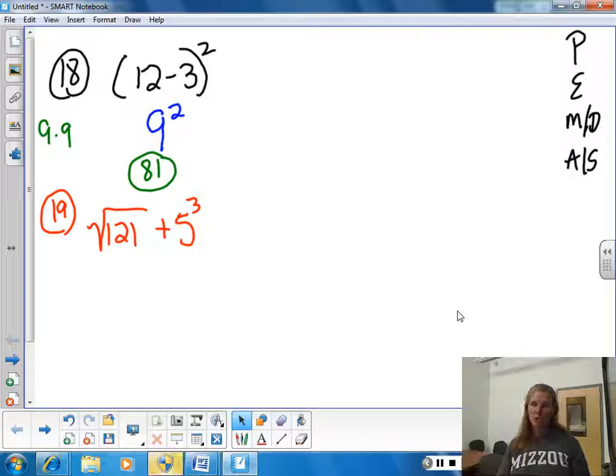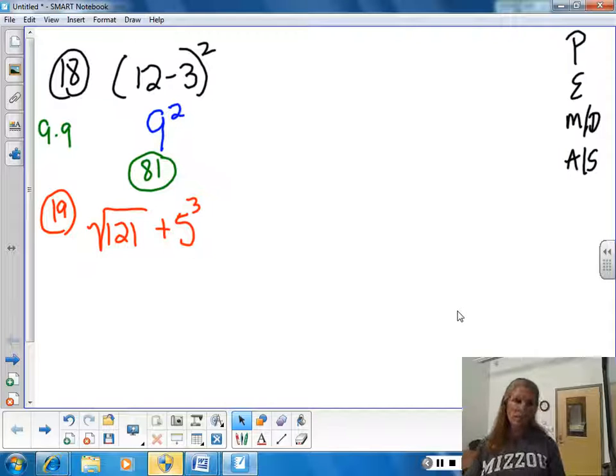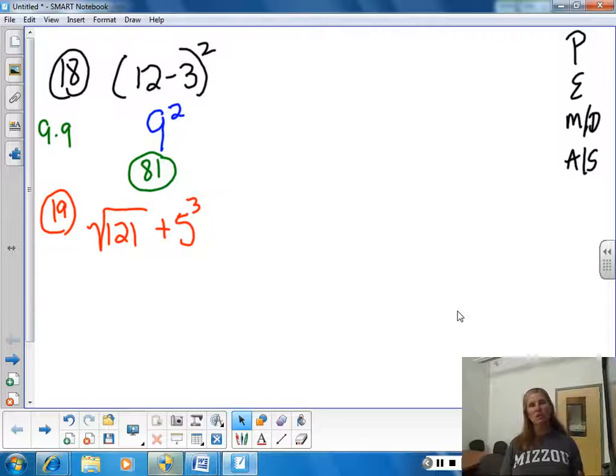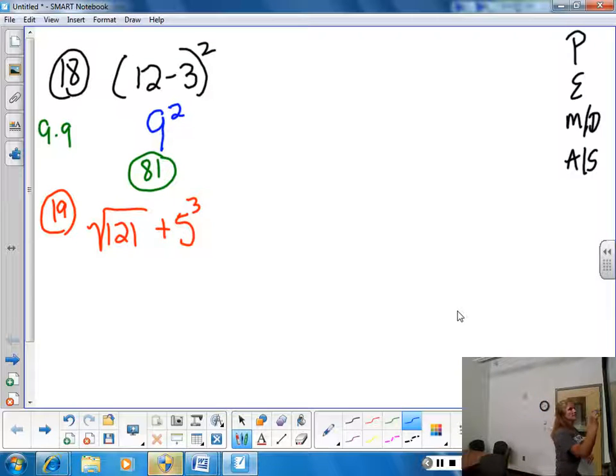The square root of 121 is asking you this question: what number times itself would give you 121? You can experiment a little bit. There's a square root button on the calculator if you have one. You're welcome to try with that. But it turns out to be 11. So the square root of 121 is 11 because 11 times 11 is 121. And you'll get better at those numbers the more you work with them.